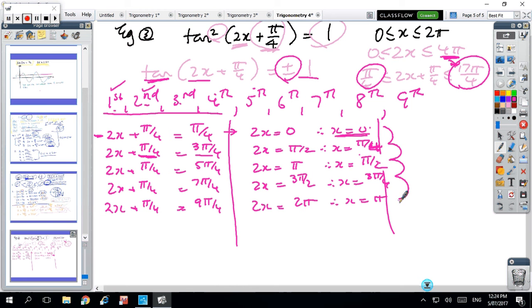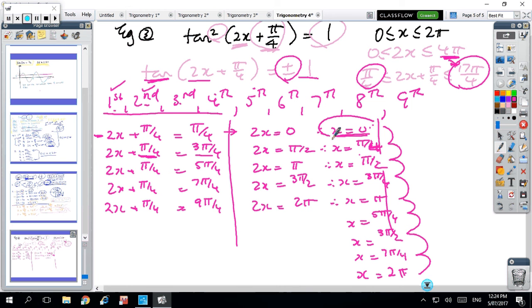Okay, so you keep going. It's going to be 5 pi on 4, 3 pi on 2, 7 pi on 4, and the last one will be 2 pi. So 1, 2, 3, 4, 5, 6, 7, 8, 9. So there's going to end up being 9 answers.